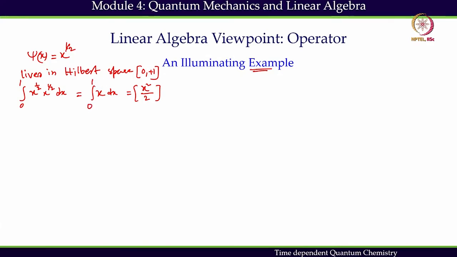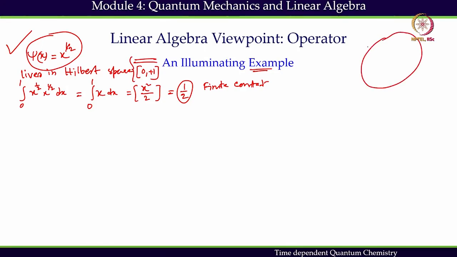So within this limit, I would like to check whether I can construct the quantum mechanics. We are considering the 0 to 1 limit, and we see that this value is going to be half. This is a finite, positive constant. So this function can live in Hilbert space, and for this limit I can use it in quantum mechanics, only for this limit. I did not check for other limits. So this is my Hilbert space.